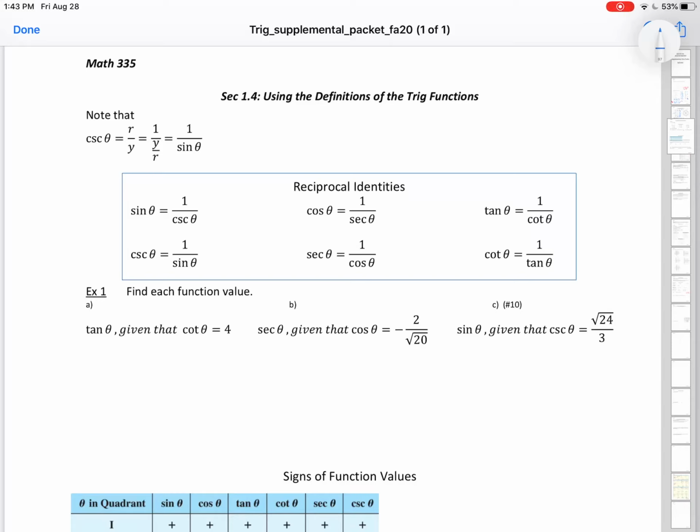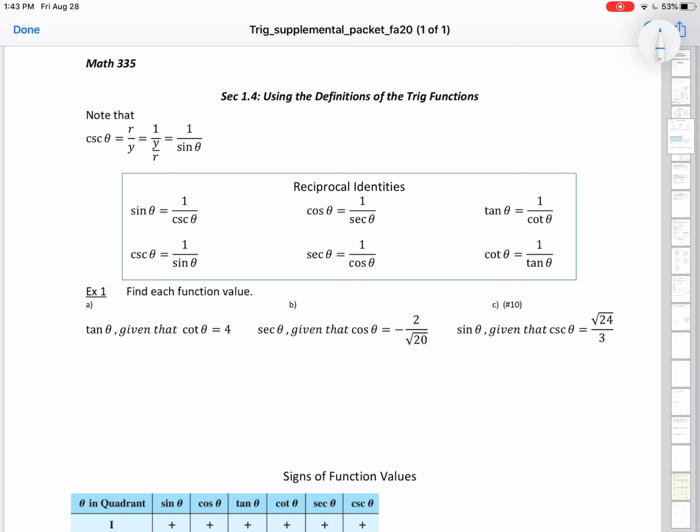All right, here we find ourselves in 1.4, and we're going to start using the definitions of the trig functions to relate everybody to one another. A lot of these things have been said already, but we formalize it. And it's because you can see those relationships in the x, r, y, r definitions. And so what we find is that there are some we call identities, reciprocal identities.